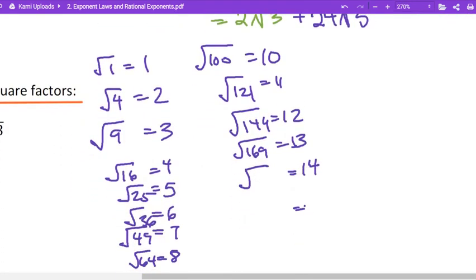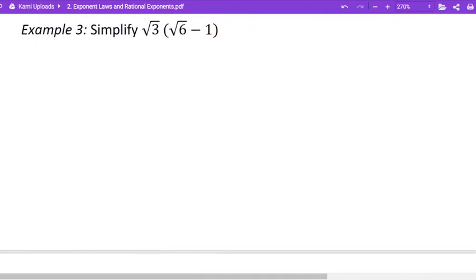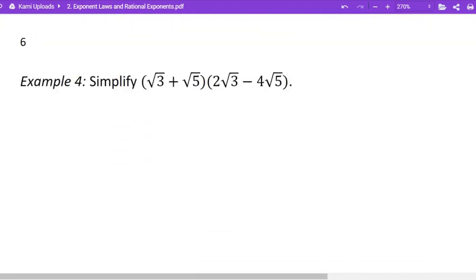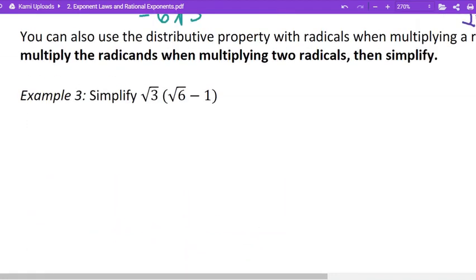Okay, let's try one more question. So that means we're not going to get to question 4, the FOIL one. So you might not do some of the homework questions.